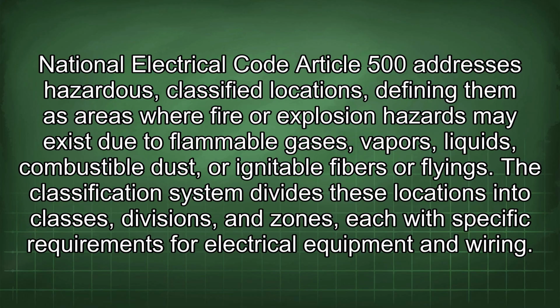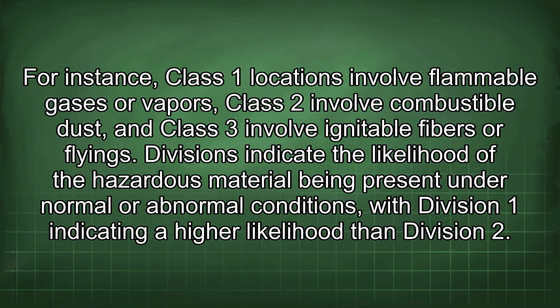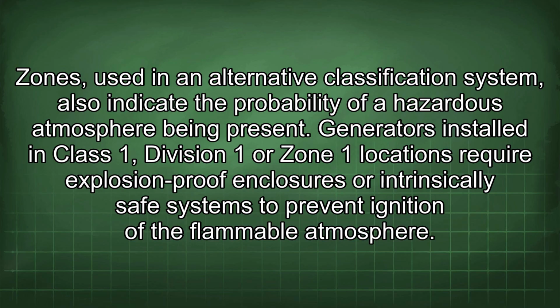The classification system divides these locations into classes, divisions, and zones, each with specific requirements for electrical equipment and wiring. For instance, Class 1 locations involve flammable gases or vapors, Class 2 involve combustible dust, and Class 3 involve ignitable fibers or flyings. Divisions indicate the likelihood of the hazardous material being present under normal or abnormal conditions, with Division 1 indicating a higher likelihood than Division 2. Zones, used in an alternative classification system, also indicate the probability of a hazardous atmosphere being present.